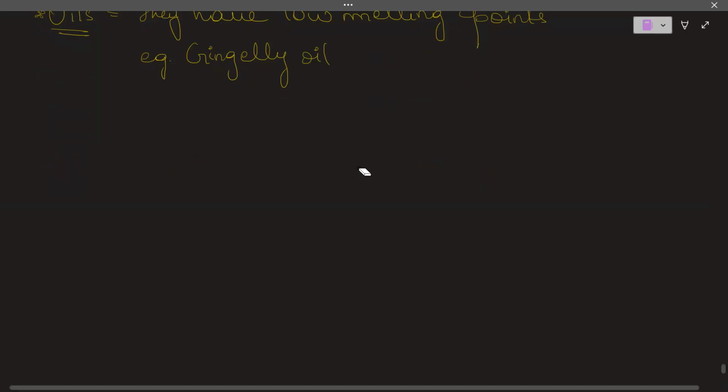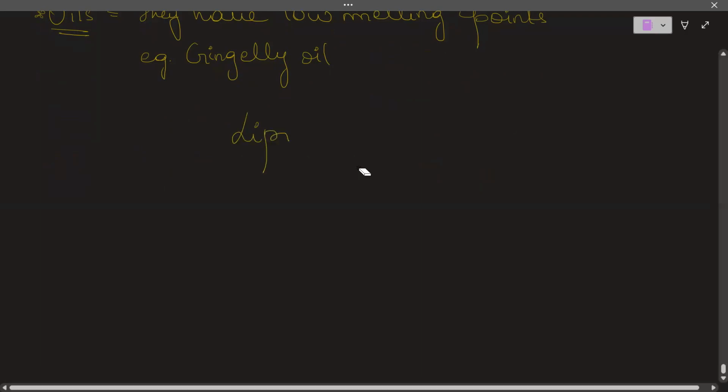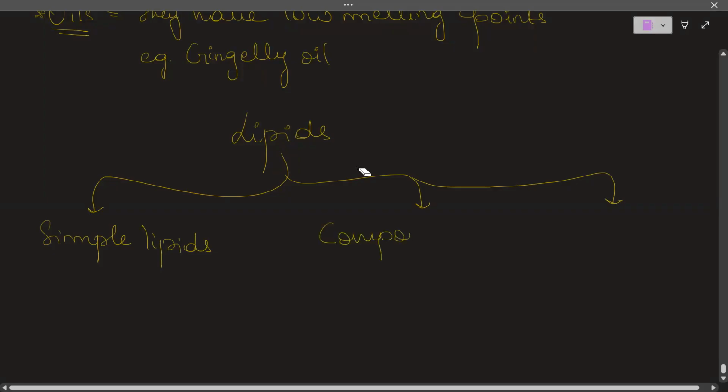So if we look at the classification of lipids, we don't have to go into too much depth about it, but we should know that lipids are of three types, depending upon where they originate. The first one is the simple lipids. After the simple lipids comes the compound lipids, complex, or you can call them conjugated. You understand the meaning of conjugation?